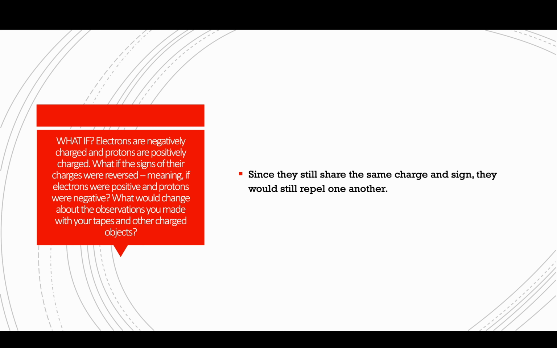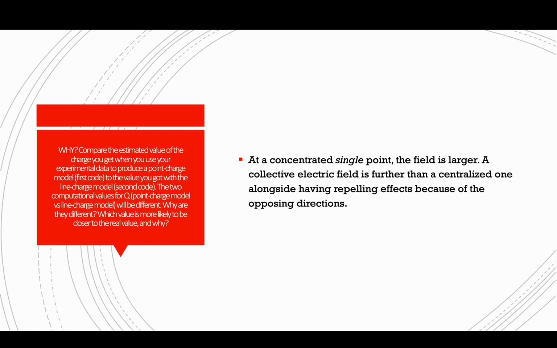And what if the electrons were negatively charged? Since they still share the same charge and sign, they would still repel each other. And then compare the estimated value of the charge. At a concentrated single point, the field is larger, whereas the collective electric field is weaker than a centralized one, alongside having repelling effects because of the opposing directions.